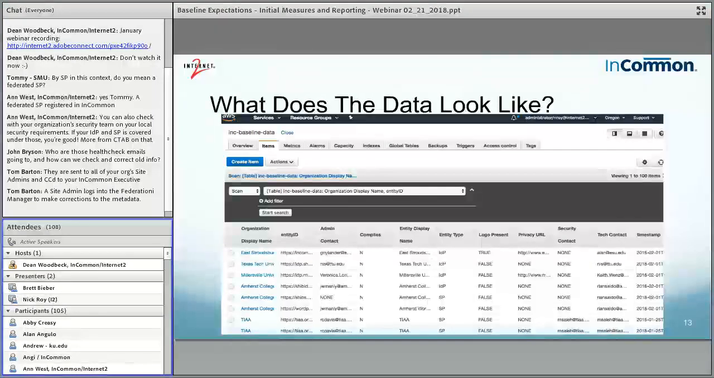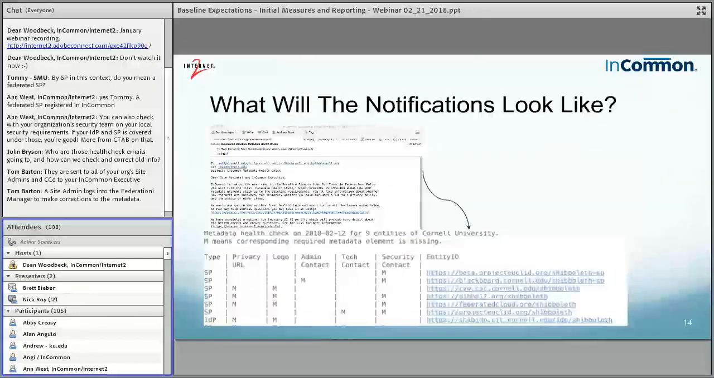So here's what the raw data looks like. Every time you run the process, we're extracting that data into an Amazon DynamoDB table. We're actually in the process of migrating InCommon operations into Amazon where we can. So this is one small piece of that. DynamoDB provides pretty cheap storage and very fast performance, and it's a nice, effective way to store the data, and that'll allow us to get trend lines over time and see how things are improving as the program progresses.